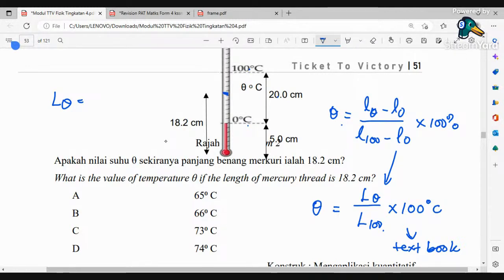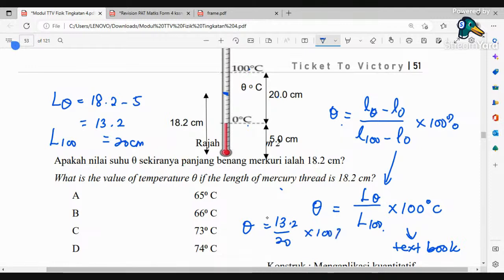So L theta here equals 18.2 minus 5. So it's 13.2. It's already given 20 cm. Okay, so I just use this formula. Theta equals 13.2 divided by 20, times 100 degrees Celsius.